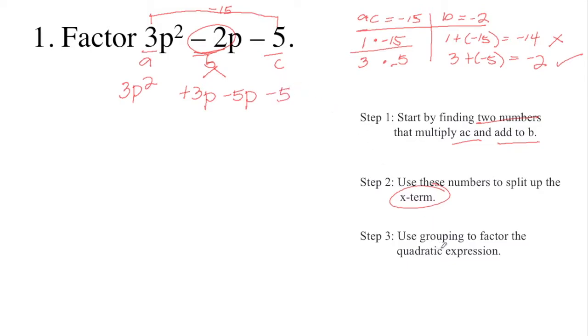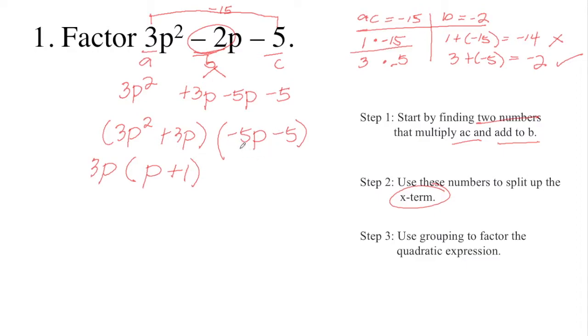Step 3, use grouping to factor the quadratic expression. Group the first term and the second term together as well. And then the third and fourth, negative 5p minus 5. And then find the GCF of 3p squared plus 3p, and that's obviously 3p. 3p squared divided by 3p is p. 3p divided by 3p is positive 1.